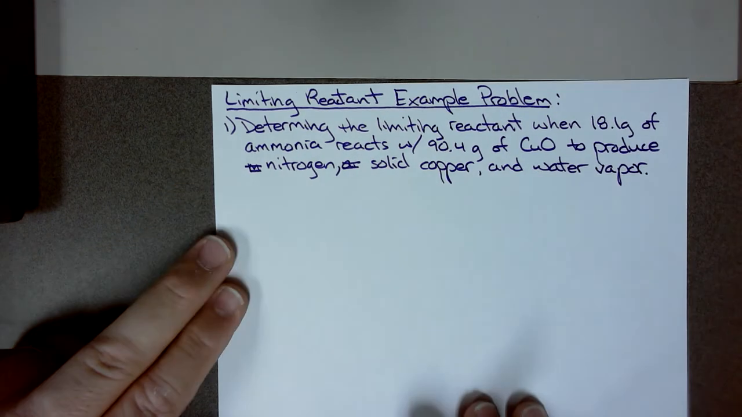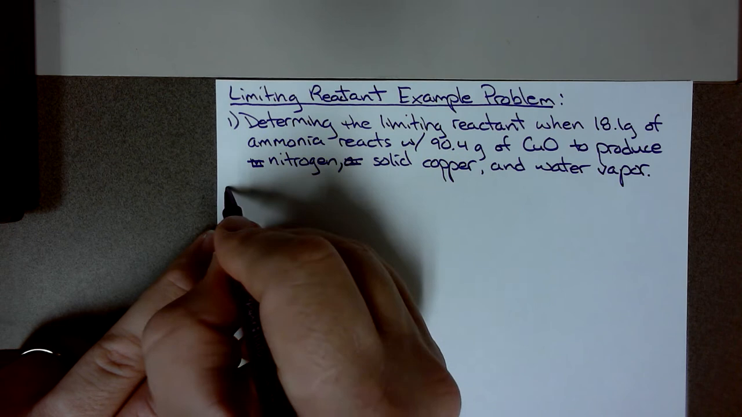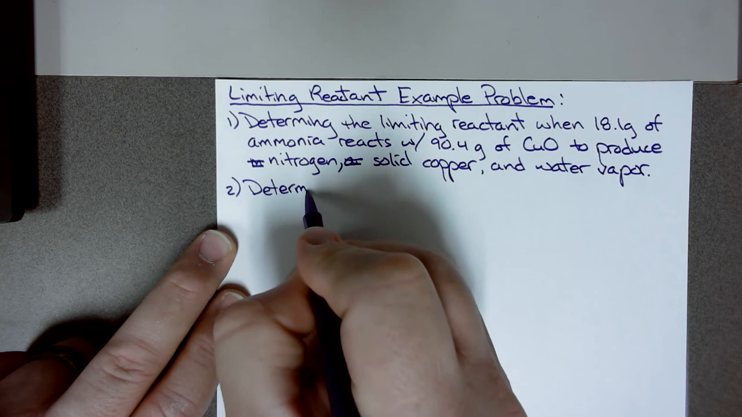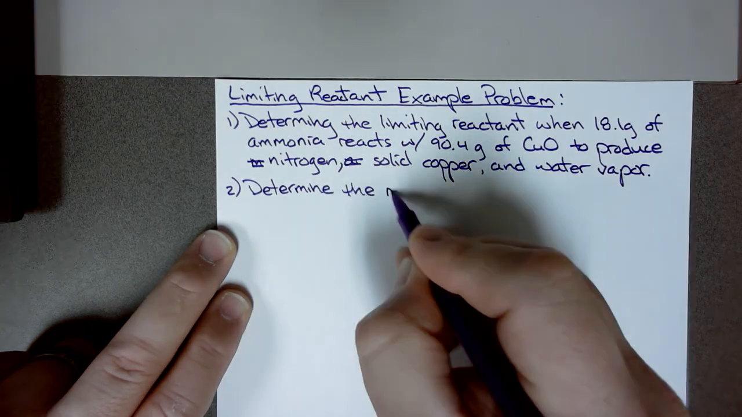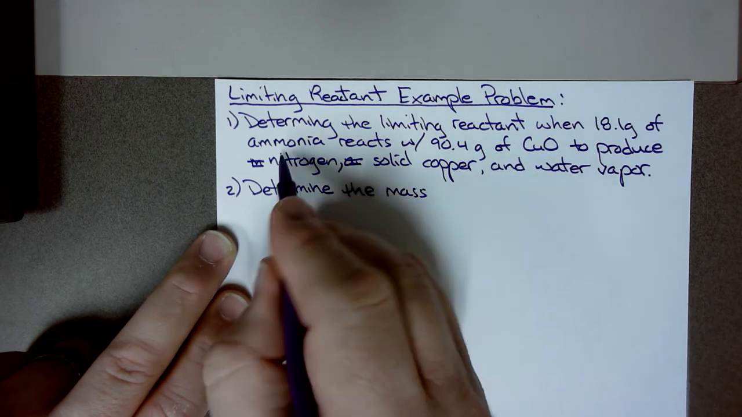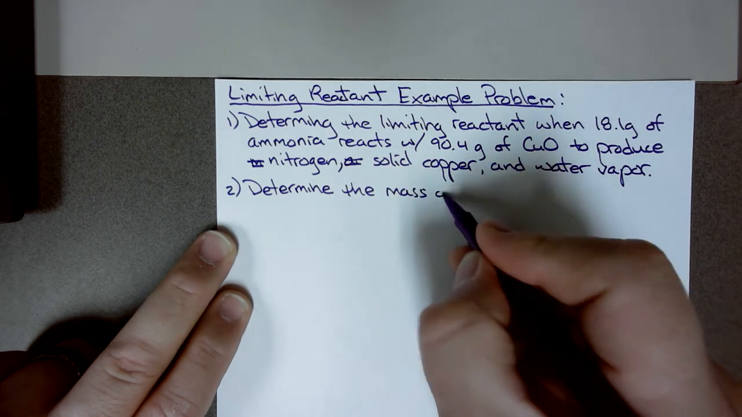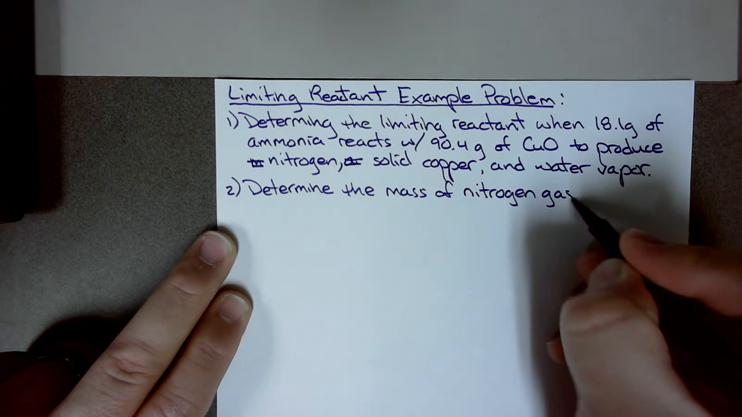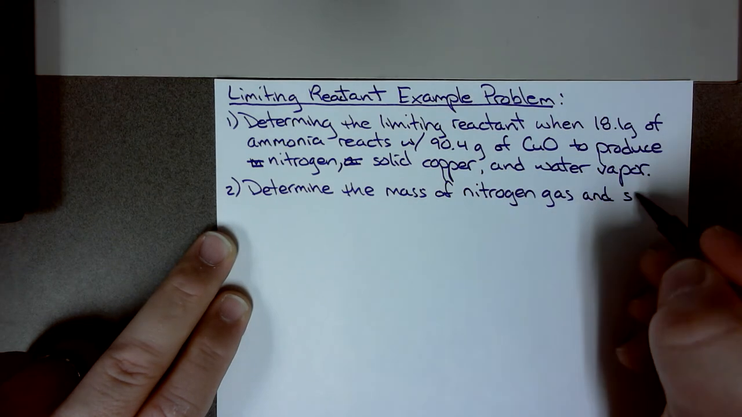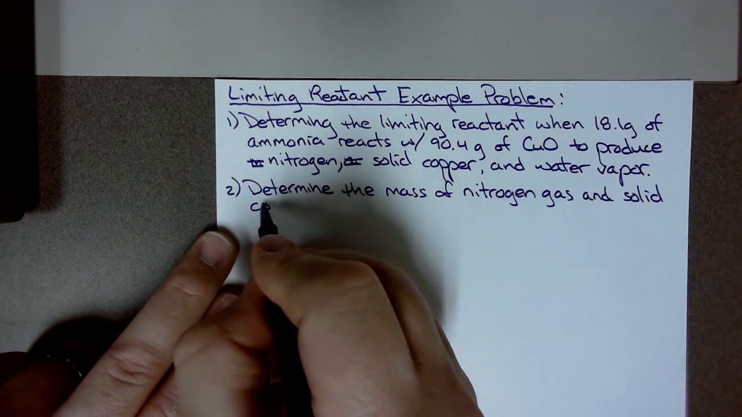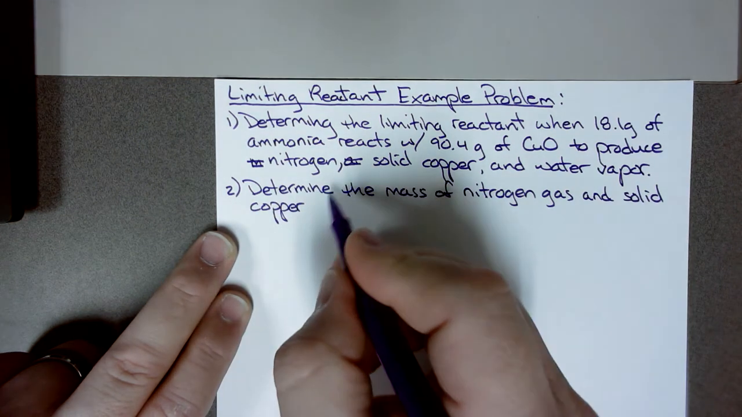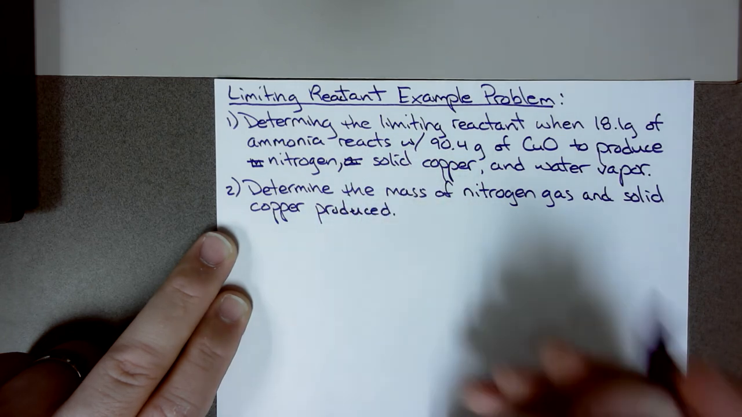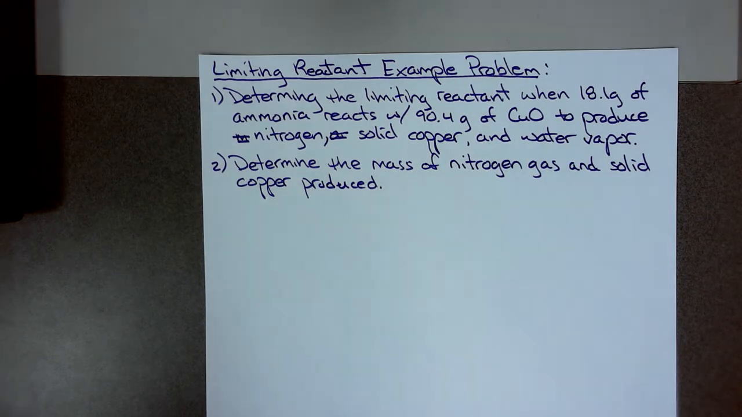Okay. Then after we have determined the limiting reactant, the second thing we're going to do is determine the mass of nitrogen gas and solid copper that is produced. So in this case, we're going to determine the amounts of each product, or 2 of the 3. We're just going to pick 2 of them.